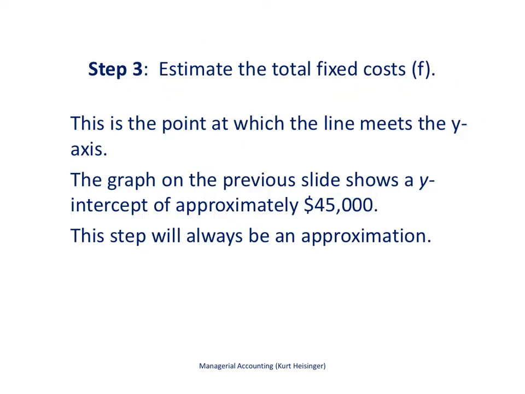As I talked about on the previous slide, in step 3 we want to estimate our total fixed costs, and that estimate comes from where the line hits the y-axis. In the previous slide, we noted that the line hits the y-axis at right about $45,000. It's a rough estimate, but it works for what we're doing here. That means we estimate our total monthly fixed costs to be about $45,000. It's monthly because the data set we looked at a few slides back was monthly data. Again, this step will always be an approximation, but the $45,000 will work for us as we move ahead to step 4.